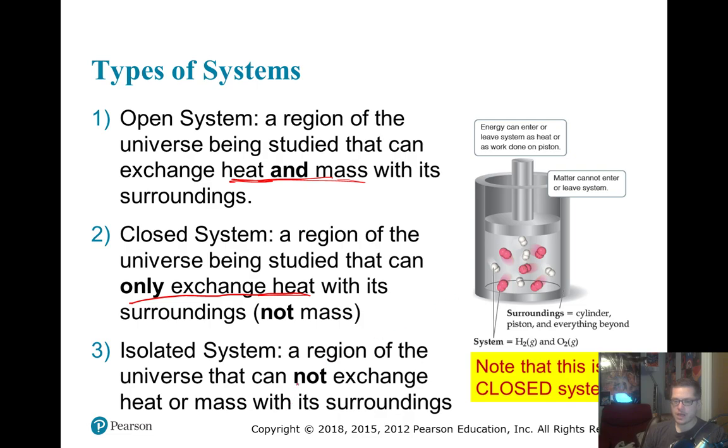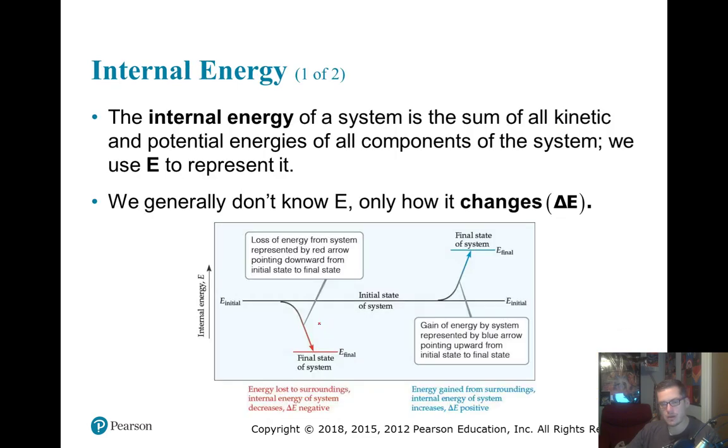And then an isolated system is a region of the universe that cannot exchange heat or mass with its surroundings. Essentially, bomb calorimeters, or really well insulated places, are isolated systems. They cannot exchange heat or mass.